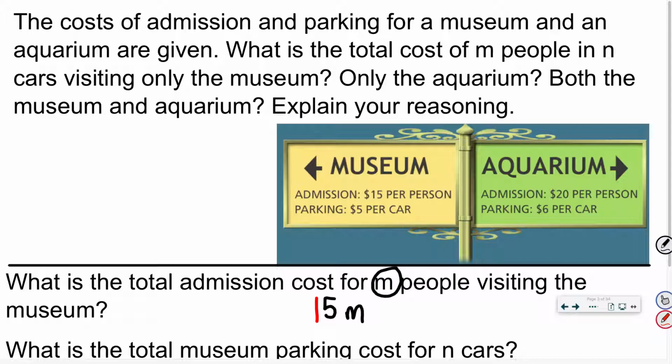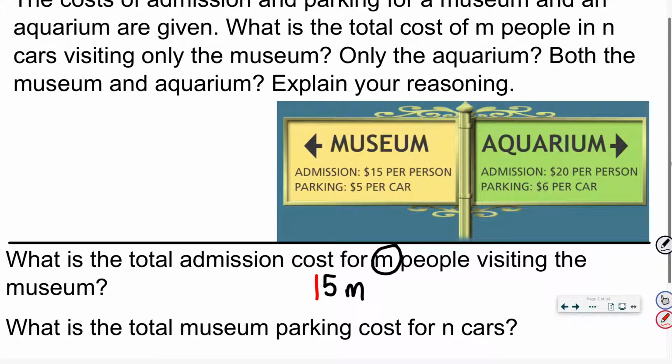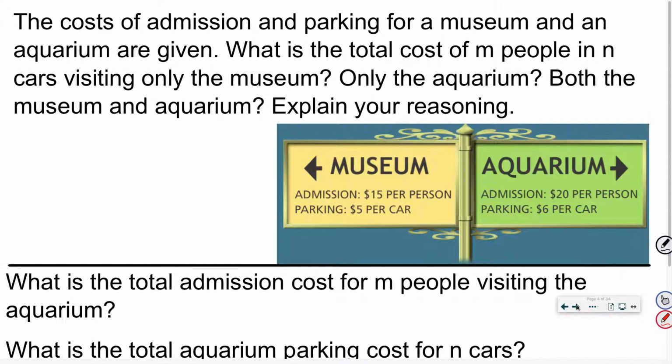And how about the parking? If N cars showed up, just 5? No, plus, not 5. 5N, yeah, because it's not just $5, it's $5 for every car. Perfect. How about for the aquarium?